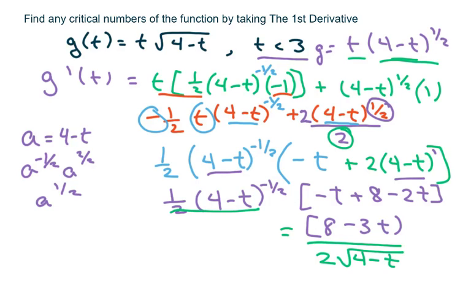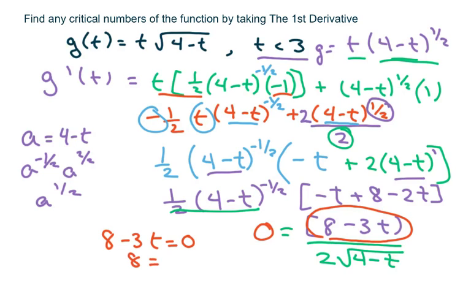Now to find the critical values, critical numbers, we're going to set this to 0. The denominator goes away. So basically, when you're doing these problems, you're only looking at the numerator. So set this, it's like your roots. So you have 8 minus 3t equals 0. So 8 equals 3t, so t equals 8 over 3. And that's your critical number.